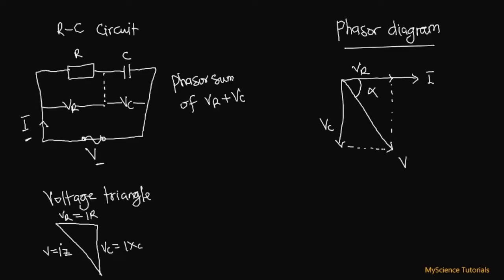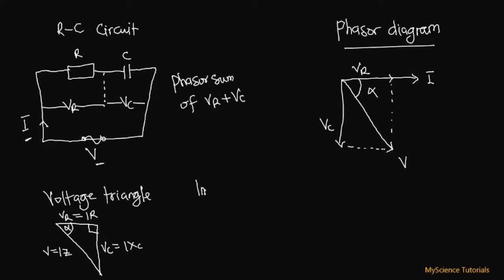The Z over here is what we call the impedance, which is the overall resistance to the flow of current in this entire RC circuit. Okay, so the angle over here, as we can see from the top, is what we are calling the phase angle, and then over here is 90 degrees. So this is the voltage triangle.